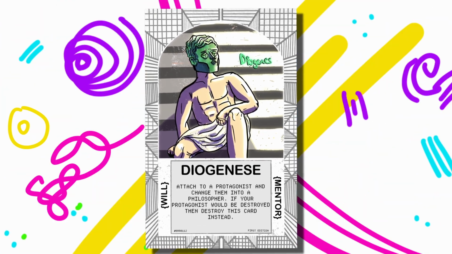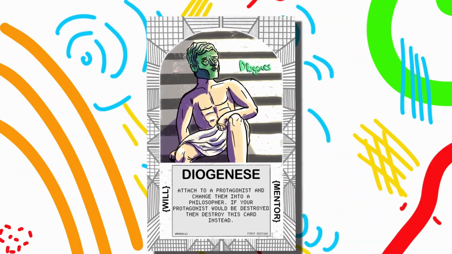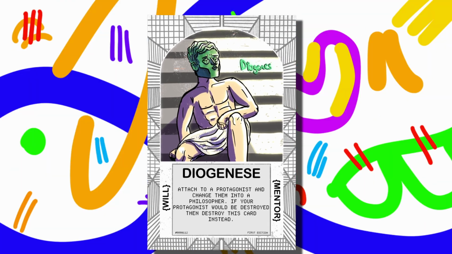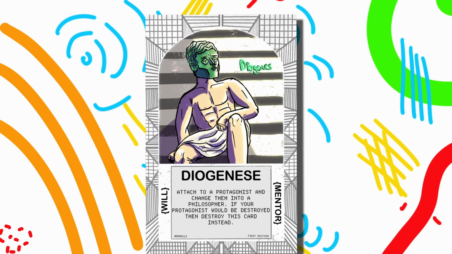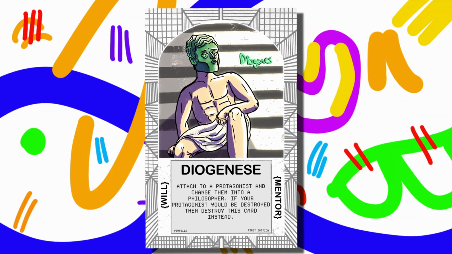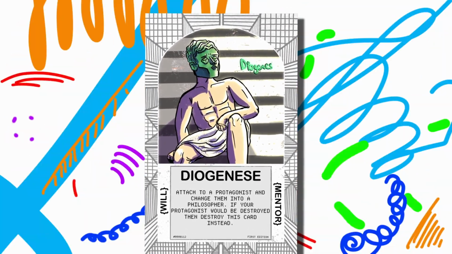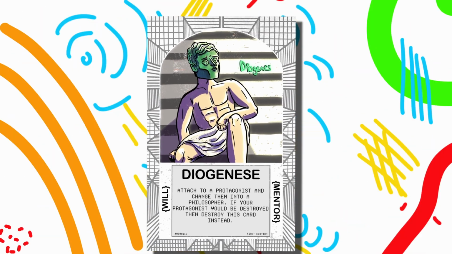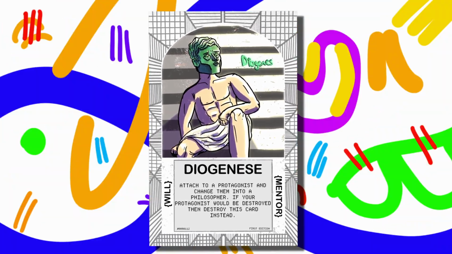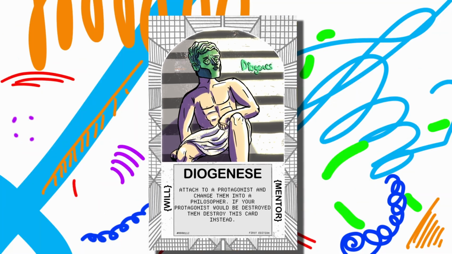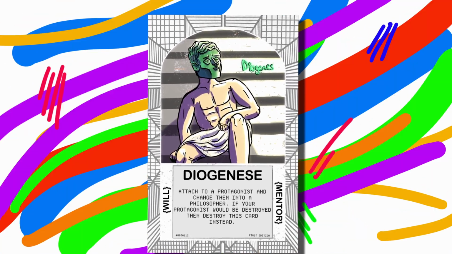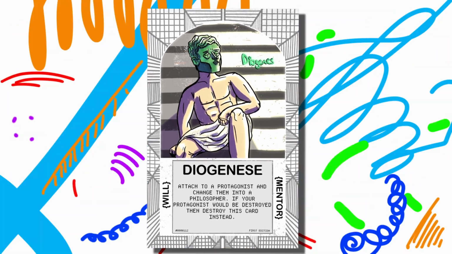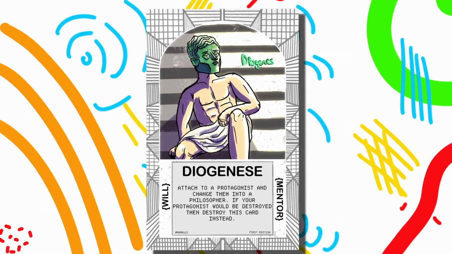We got here our Diogenes card, which says attach to a protagonist and change them into a philosopher. If your protagonist would be destroyed, then destroy this card instead. Very simple card, very effective for me. They don't have any effects other than changing the subclass of your Mask and Persona cards, which is really cool. And it can be a very powerful tool. While they don't give any specific upgrades to the card, it does change the nature of that card, which I thought was very well fitting for that.